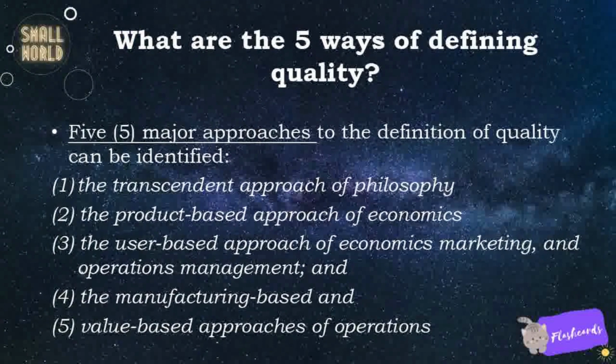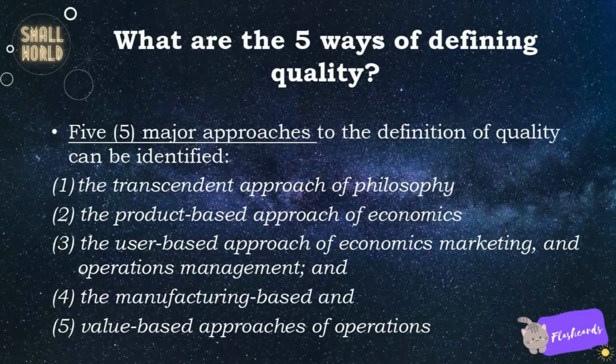What are the 5 ways of defining quality? 5 major approaches to the definition of quality can be identified. 1. The transcendent approach of philosophy. 2. The product-based approach of economics. 3. The user-based approach of economics, marketing, and operations management, and 4. The manufacturing-based and 5. Value-based approaches of operations.